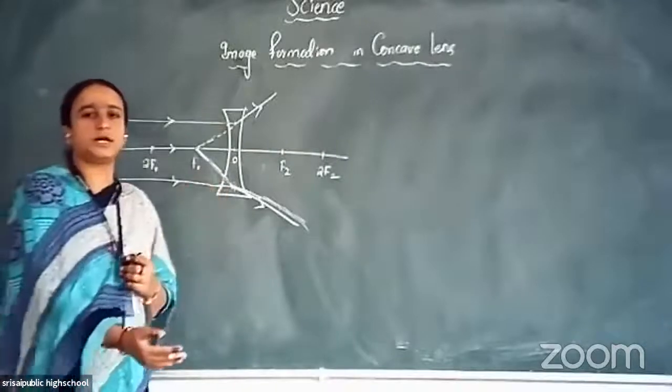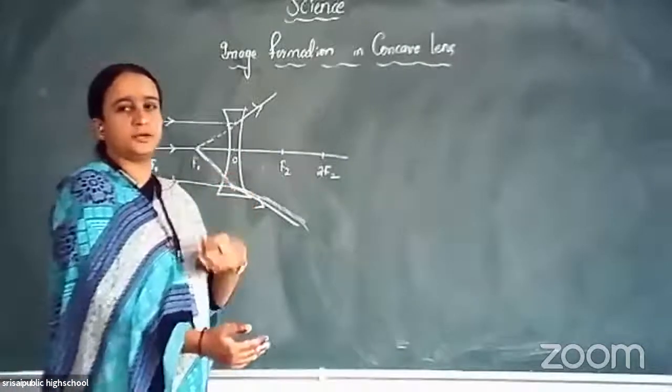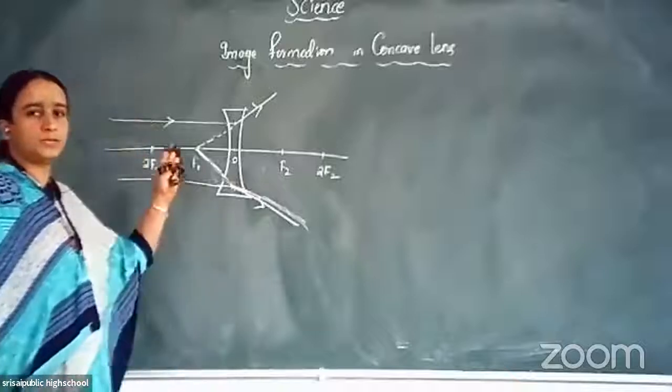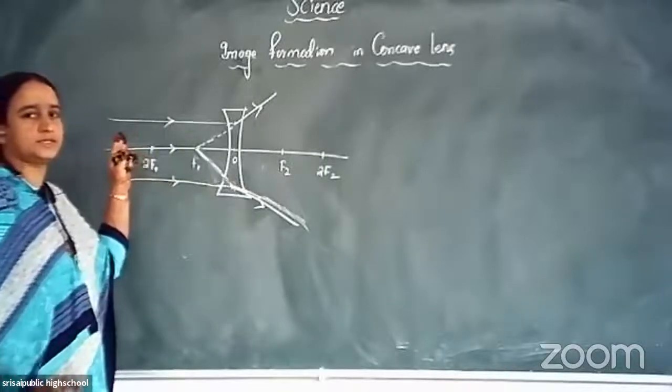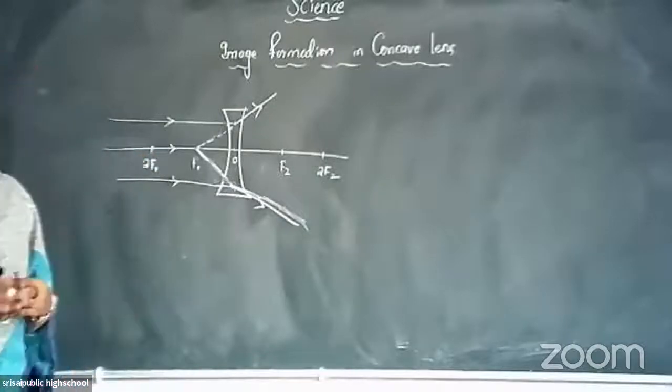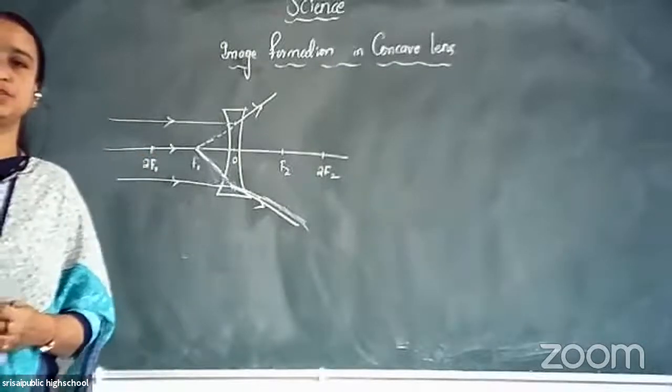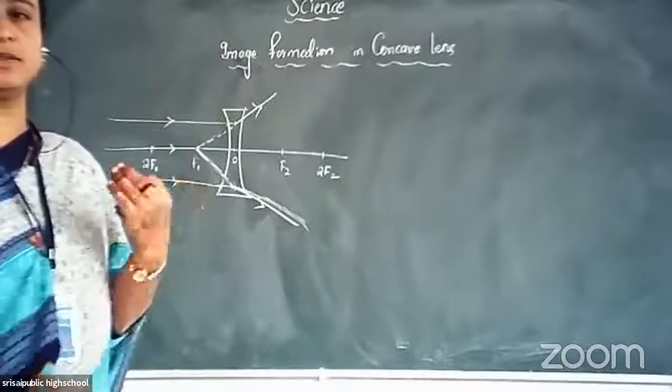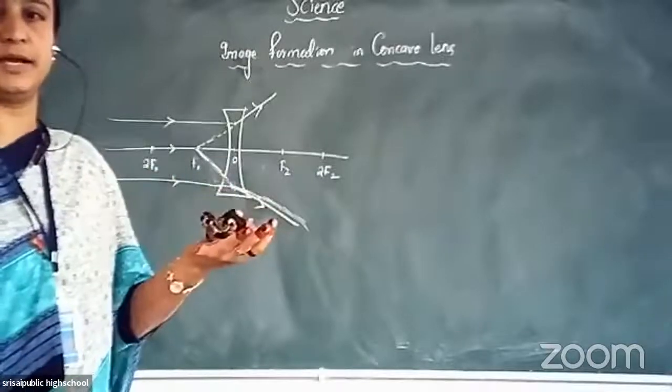On which side of the lens are the object and the image? See, the object is on the left hand side. Then where is the image you have got? Compare the position of the object and the image with respect to the lens. Are both on the same side or the opposite side?